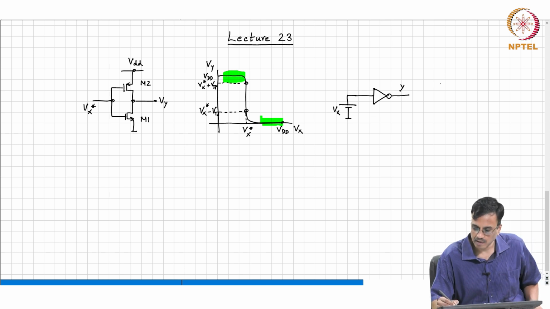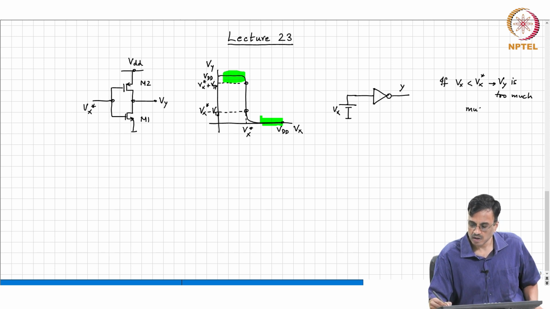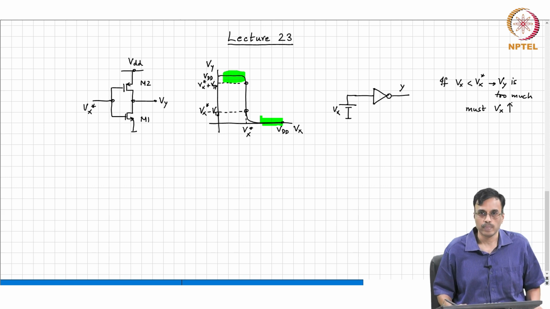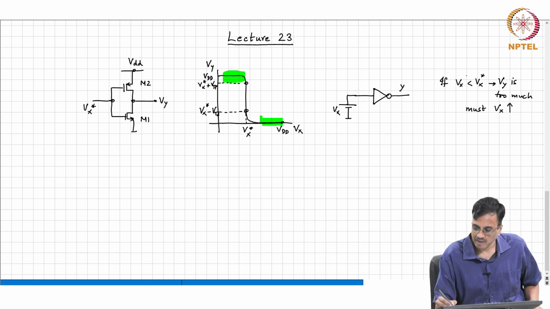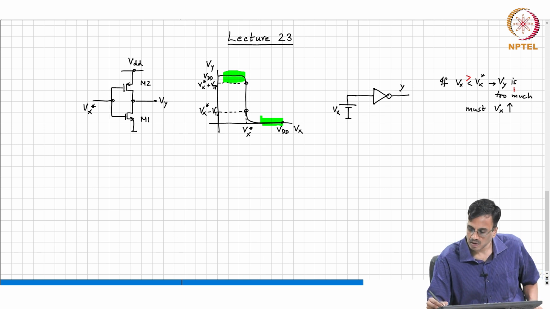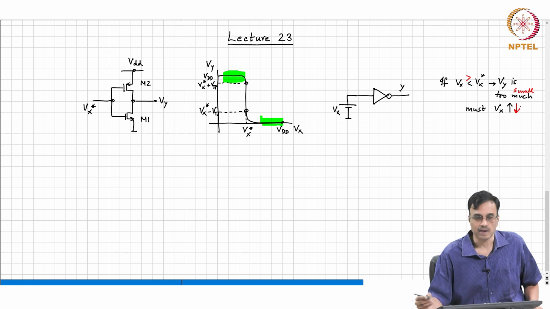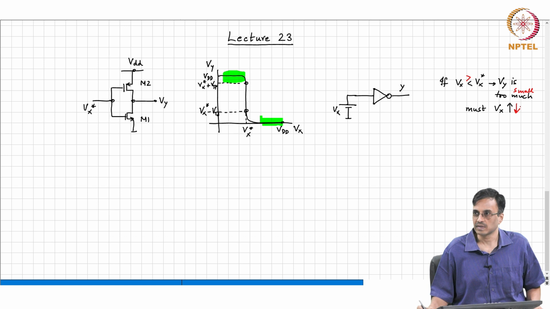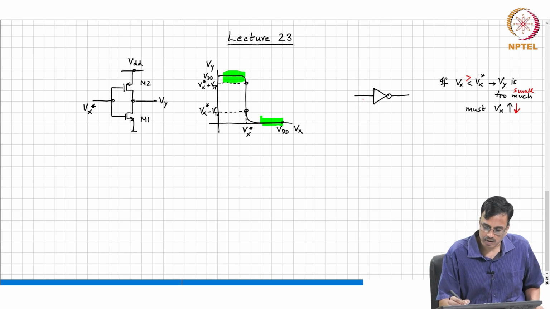So if Vx is less than Vx star, Vy is too high, and therefore we must increase Vx. On the other hand, if Vx is greater than Vx star, Vy is too small, and we must therefore reduce Vx. Does it make sense? So if the output is too high, we must increase Vx. If the output is too low, we must decrease Vx. So what do you think we should do? One way to do it is to simply connect nodes X and Y together.